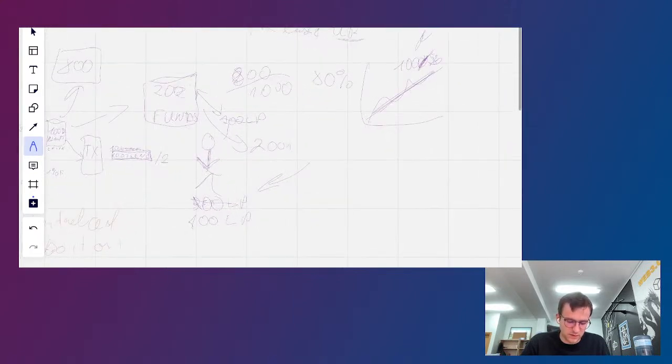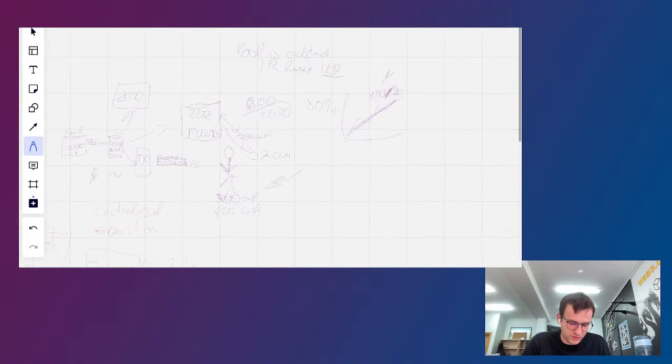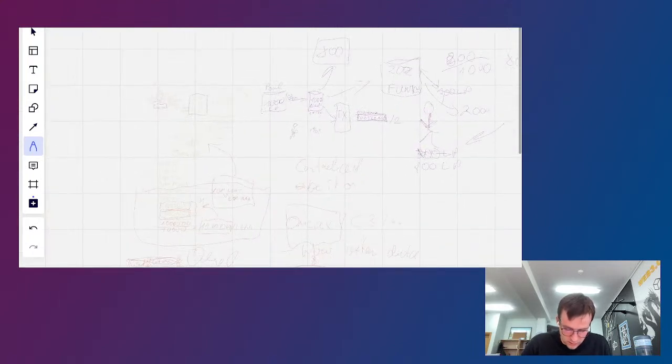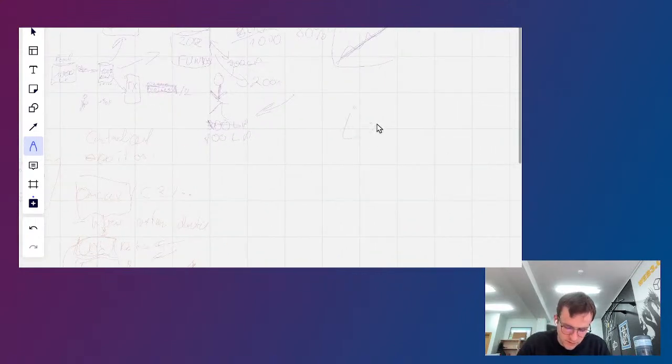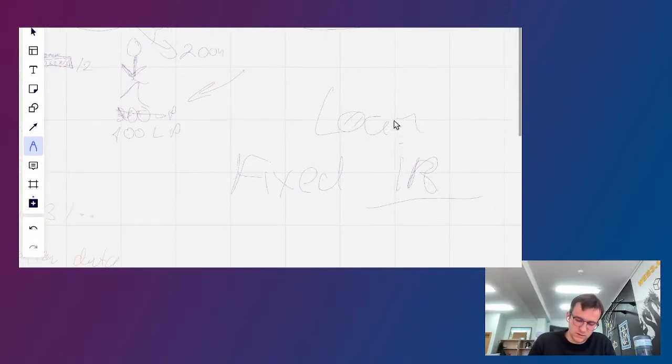Another thing, which works differently on different protocols, is when someone takes a loan, they have fixed interest rates, which means if you took out the loan and it says that you are going to pay 10% annually, this 10% is going to stick with you for as long as you repay or as long as you get liquidated. So the loan has fixed interest rates. That's a very important thing to mention too.